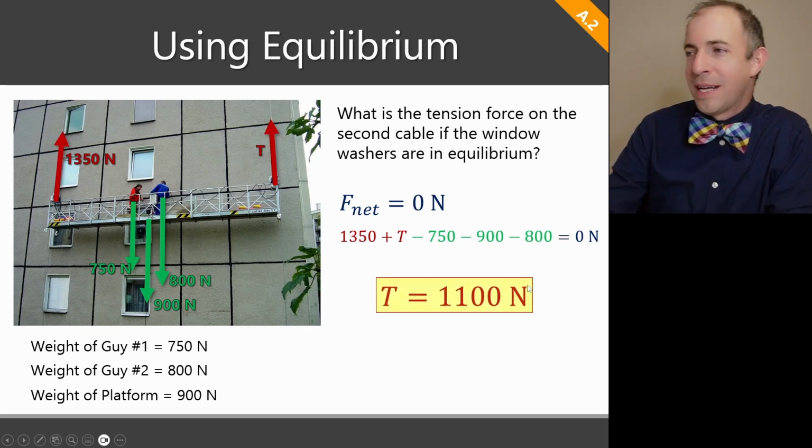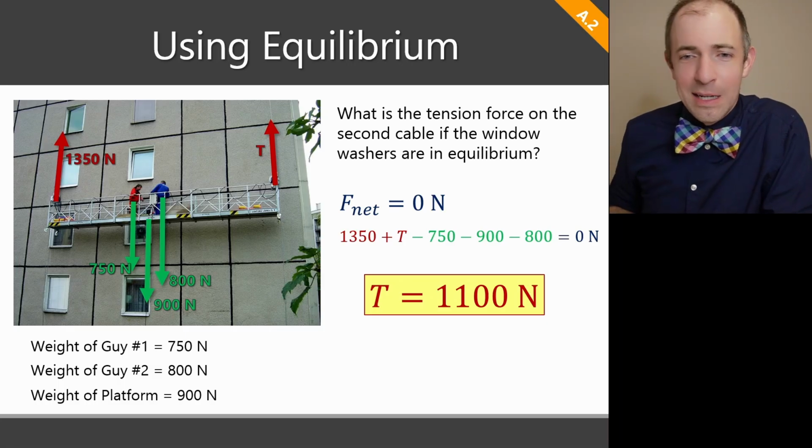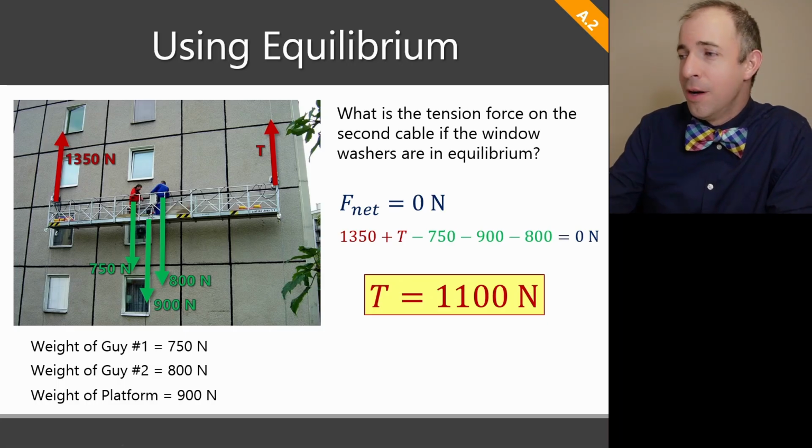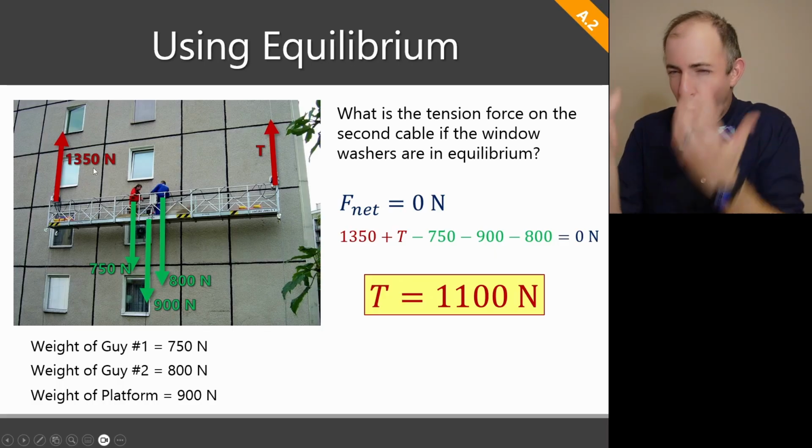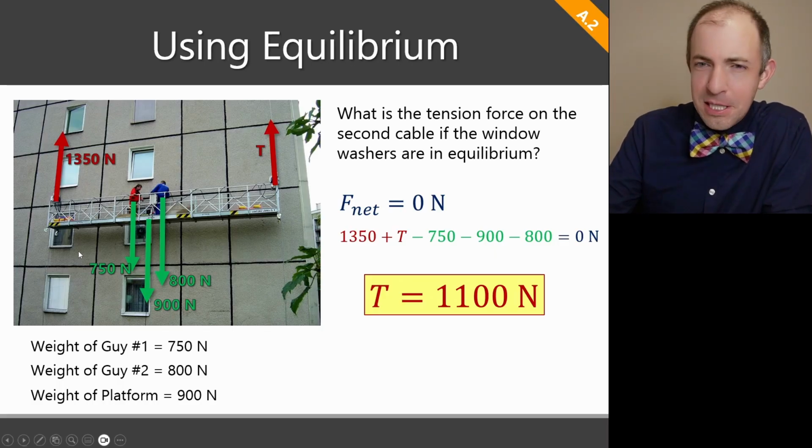Using some algebra, we can calculate that T would be the remaining 1,100 newtons. Now, of course, 1,100 newtons plus 1350 should add up to the total weight of the washers plus the platform.